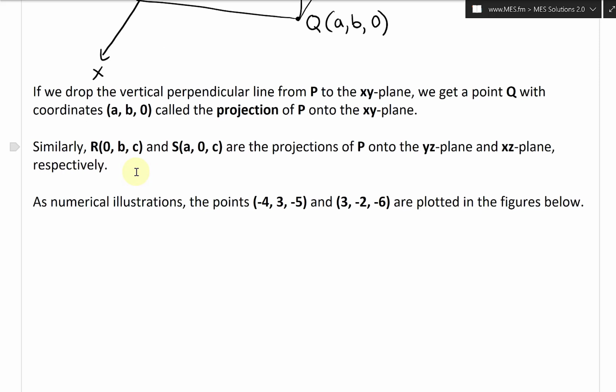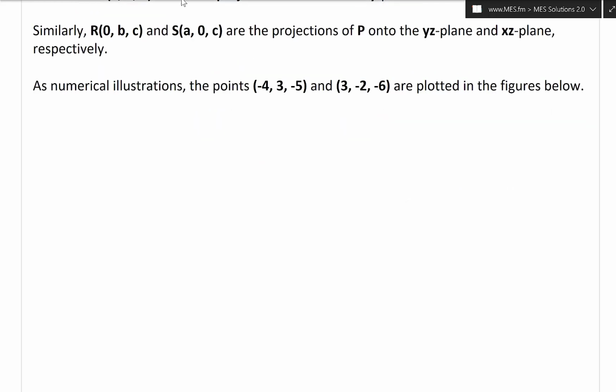All right, continuing further, so as numerical illustrations, the points right here, -4, 3, -5, and 3, -2, -6 are plotted in the figures below. So let's plot that point out first. Notice it's going to go -4, so we're going to go the negative x-axis, then it's going to be positive 3, and then this is negative. So in other words, it's going to be below these axes. This is the z, it's going to be a negative one.